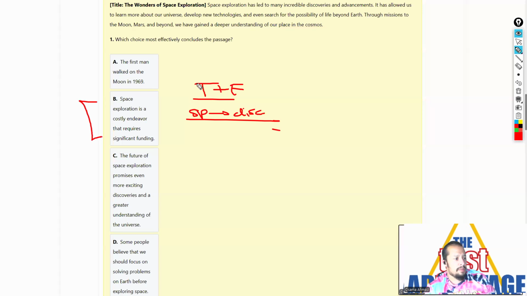Look at answer B. What does this focus on? It focuses on space, but what is the focus? The topic is space, but what is the focus? Money, right? So it's a costly endeavor. No.